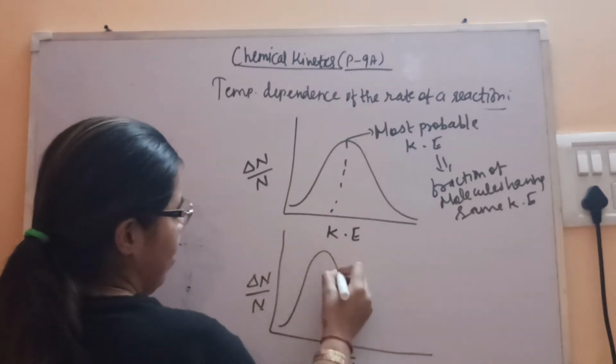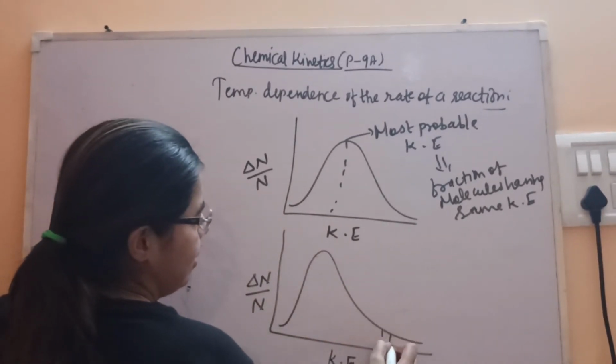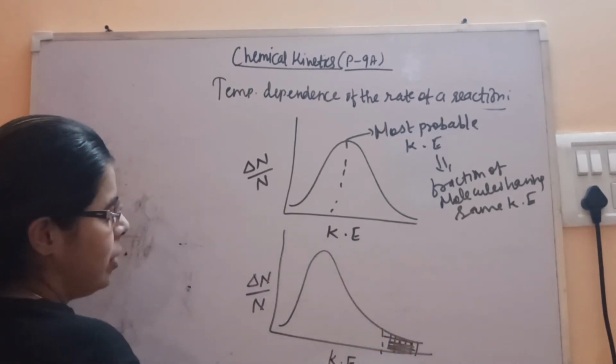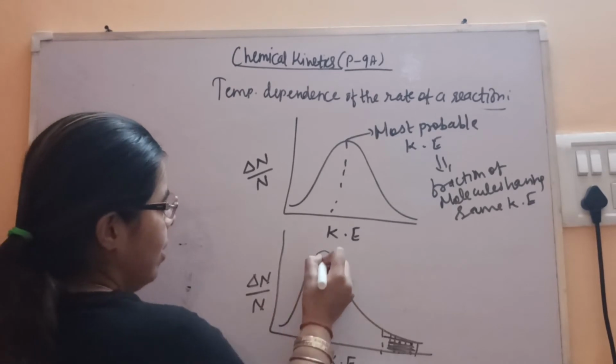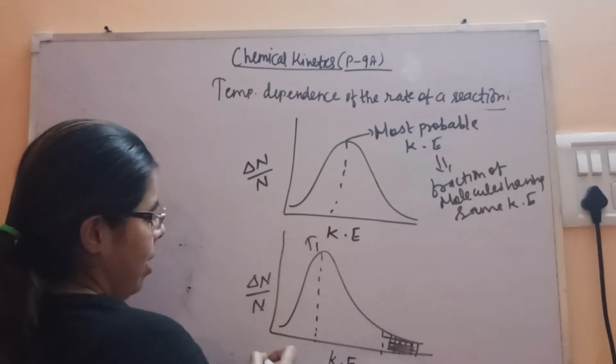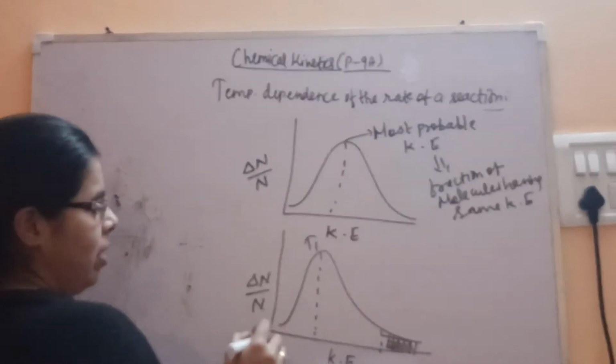Fine, this curve will remain the same, and this represents the molecules, the molecular part. So we are saying this is the most probable kinetic energy. Let's say this is at T1. When we increase the temperature, what will happen?